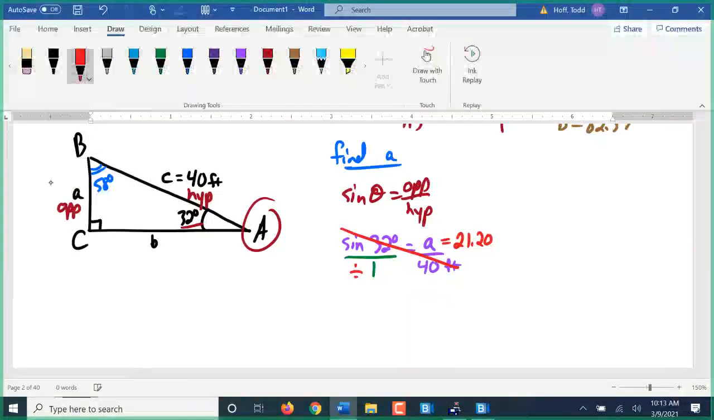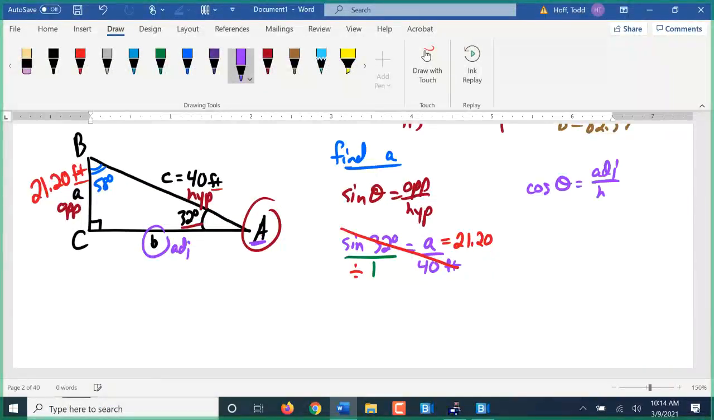So A is 21.20 feet. This was in feet, so A has to be in feet. To find B, again using angle A, B is the adjacent side. So it's going to be a cosine I'm using. Cosine of an angle is the adjacent side over the hypotenuse.